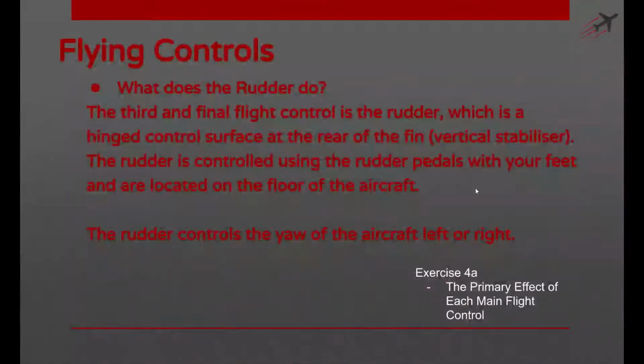Last but not least, we've got the rudder. The third and final flight control is the rudder, which is a hinged control surface at the rear of the fin, the vertical stabilizer. The rudder is controlled using the rudder pedals with your feet, which are located on the floor of the aircraft. The rudder controls the yaw of the aircraft left or right.